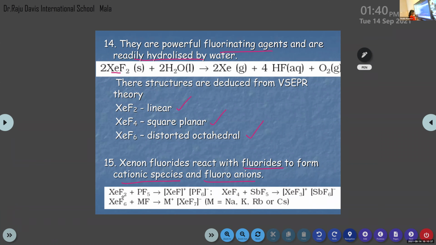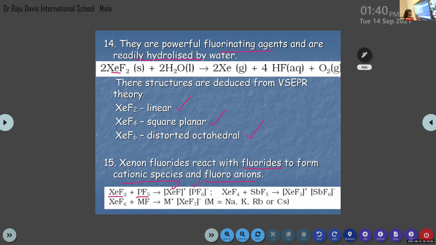Look at the reaction. Here this one is a xenon fluoride, right? Xenon fluoride will react with another fluoride, that is PF5. Then this xenon fluoride will be converted to a cationic species, and this fluoride will be converted to an anionic species. Positive charge with this one and negative charge with the fluoroanion.